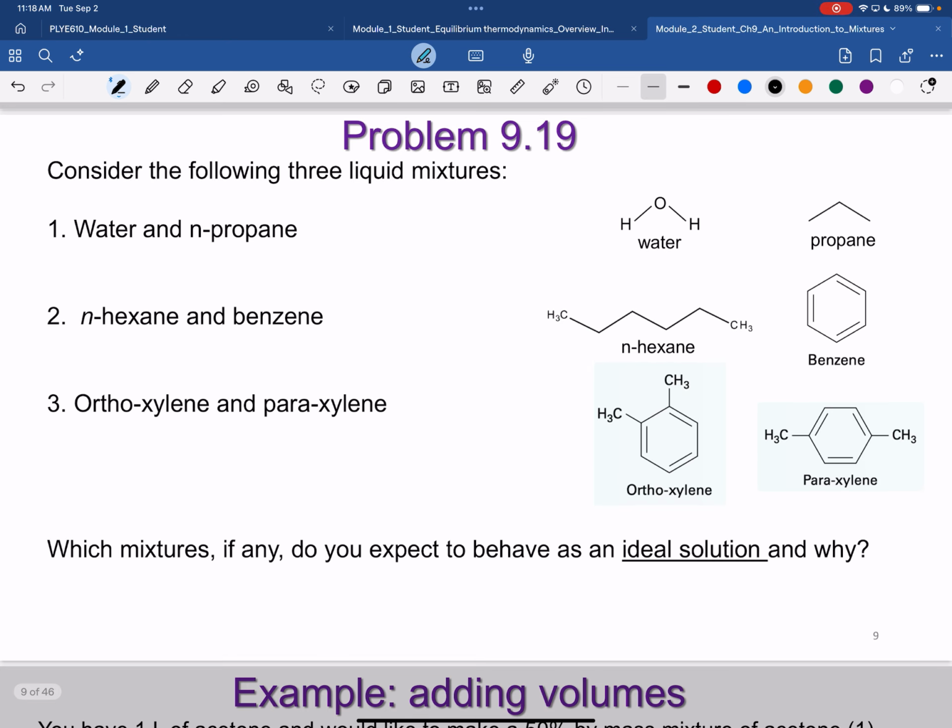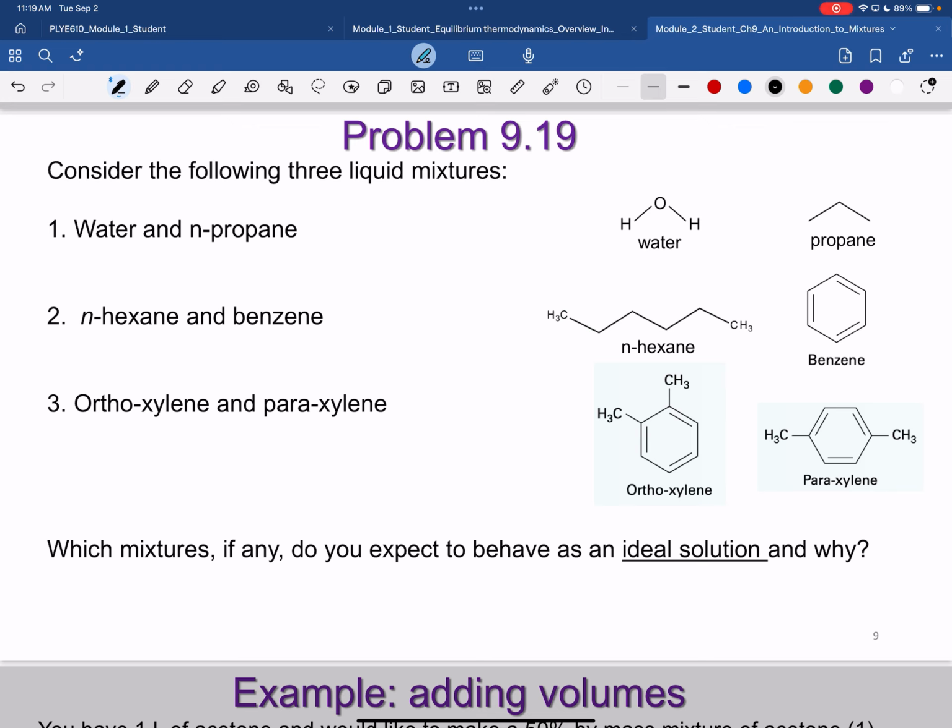Let's look at this one. Something like this you will see in your quiz next week on Tuesday. So we are going to have a quiz on chapter 9, not the overview part, only what we have started to do.